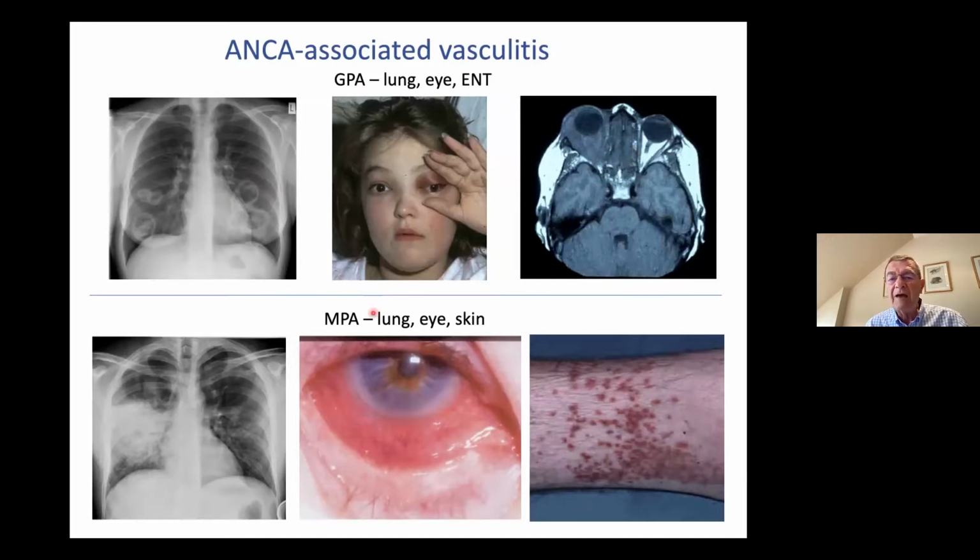So MPA has a very similar range of manifestations, except it does not characteristically cause this granulomatous disease of the respiratory tract. When it affects the lungs, it often presents acutely with lung hemorrhage. And in the longer term, it can produce interstitial lung disease. It can produce both keratitis and uveitis in the eye, and the characteristic vasculitic skin rash.